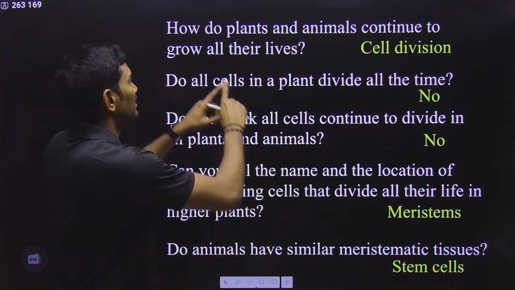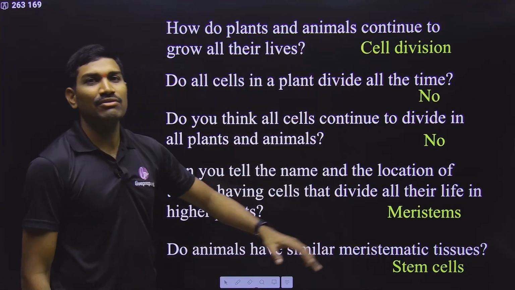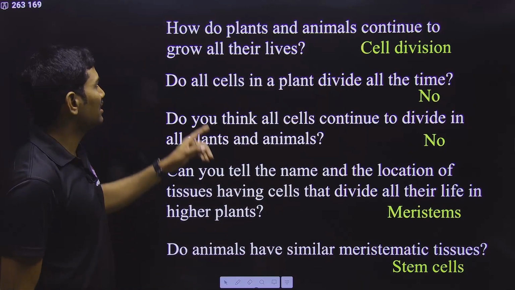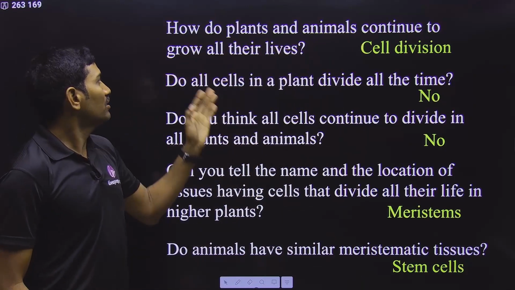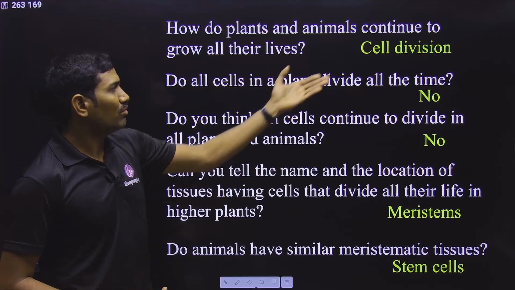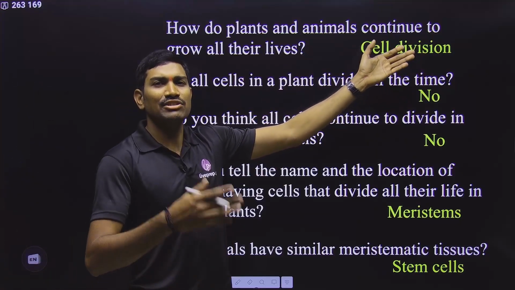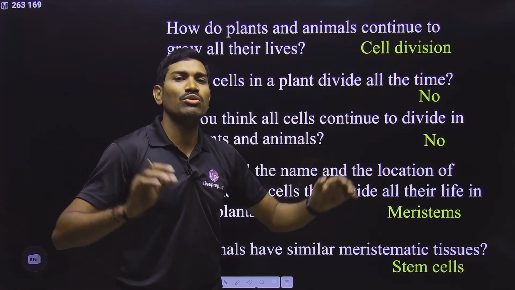And next one is, in the NCERT, in a box, they have given some questions, but they have not given answers. Let us quickly go through this. How do plants and animals continue to grow in all their lives? How are they able to grow? Because of cell division. Cell division is taking place, that's why they are able to grow continuously.